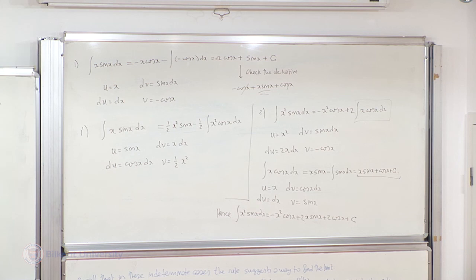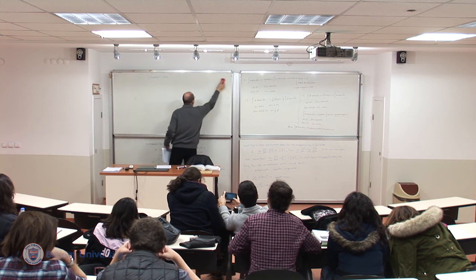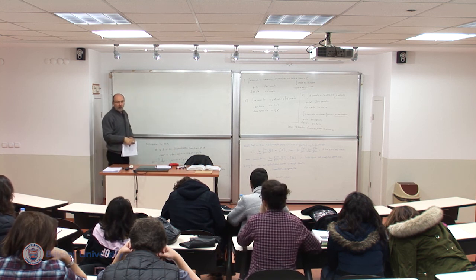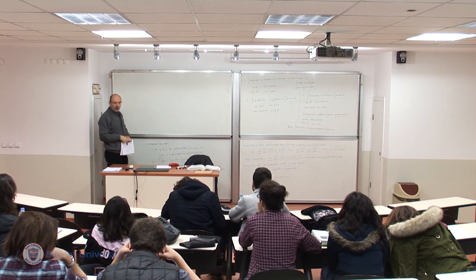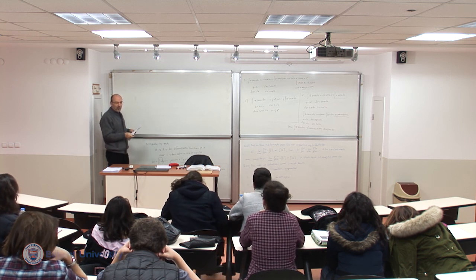What if we don't have two functions? In these examples, I had two functions, so I tried one of them as u, the other one times dx as dv. What if I have only one function? If you have just one function, the other function is automatically 1. If the other function is 1, of course, you don't want to take it as u, because u prime will be 0, and you won't gain anything.